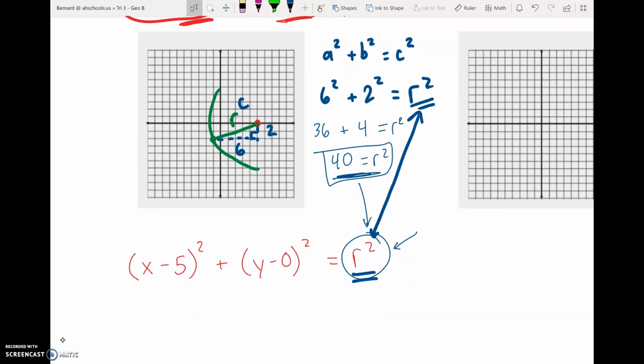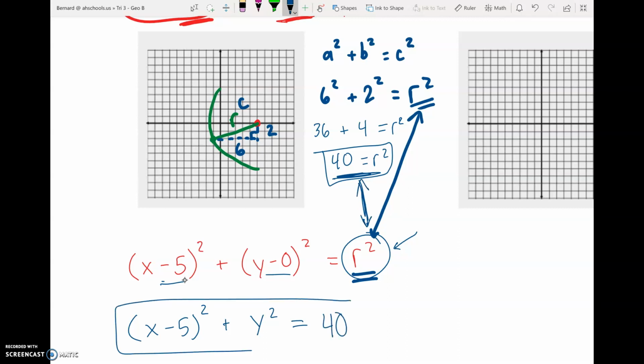So let's finish this. We knew our center was -5, 0. And so we'll have an x minus 5 squared plus, and now we don't need our -0 part, so we'll just put a y squared, and then that'll equal r squared, and remember we just found r squared to be 40, so it'll equal 40. And that is our answer.